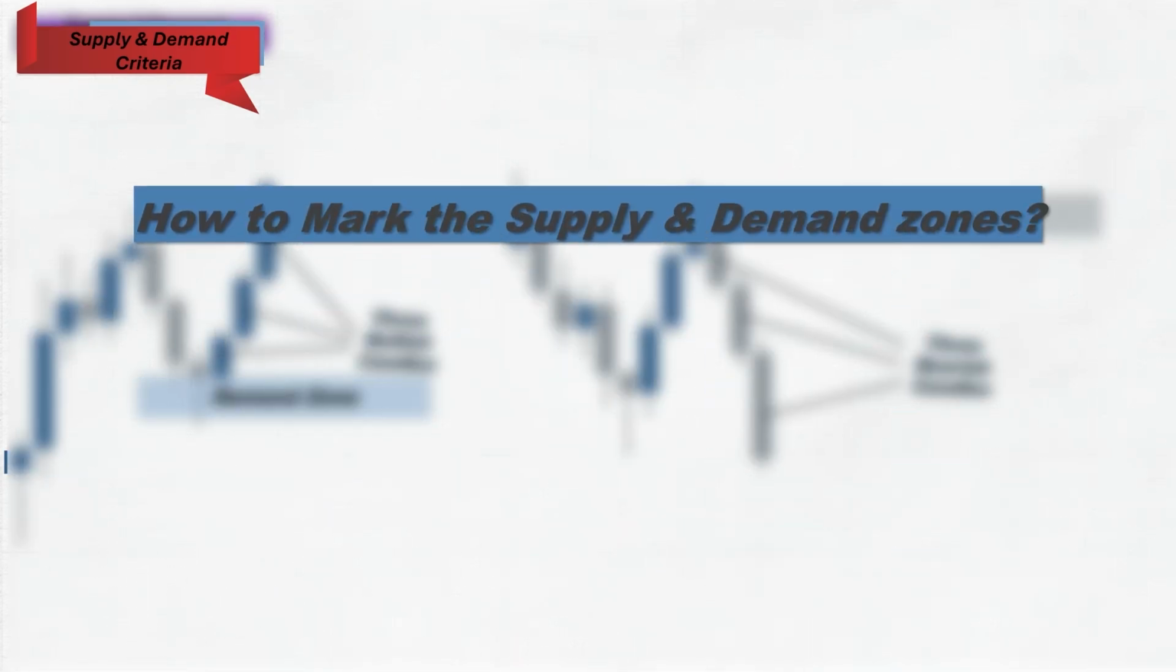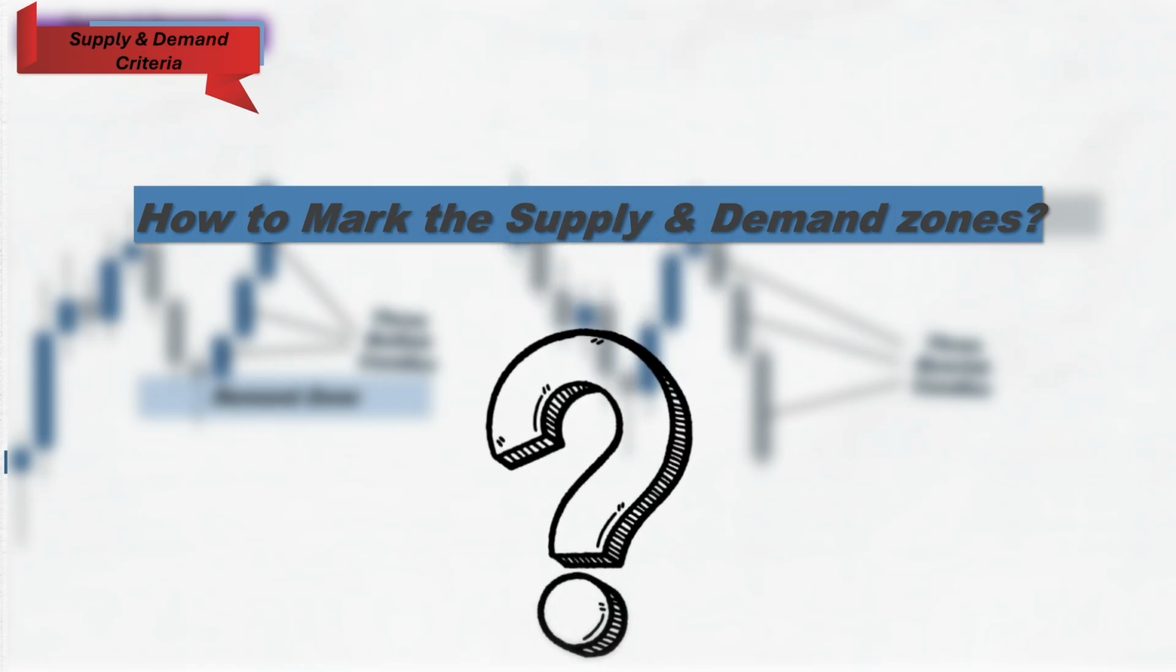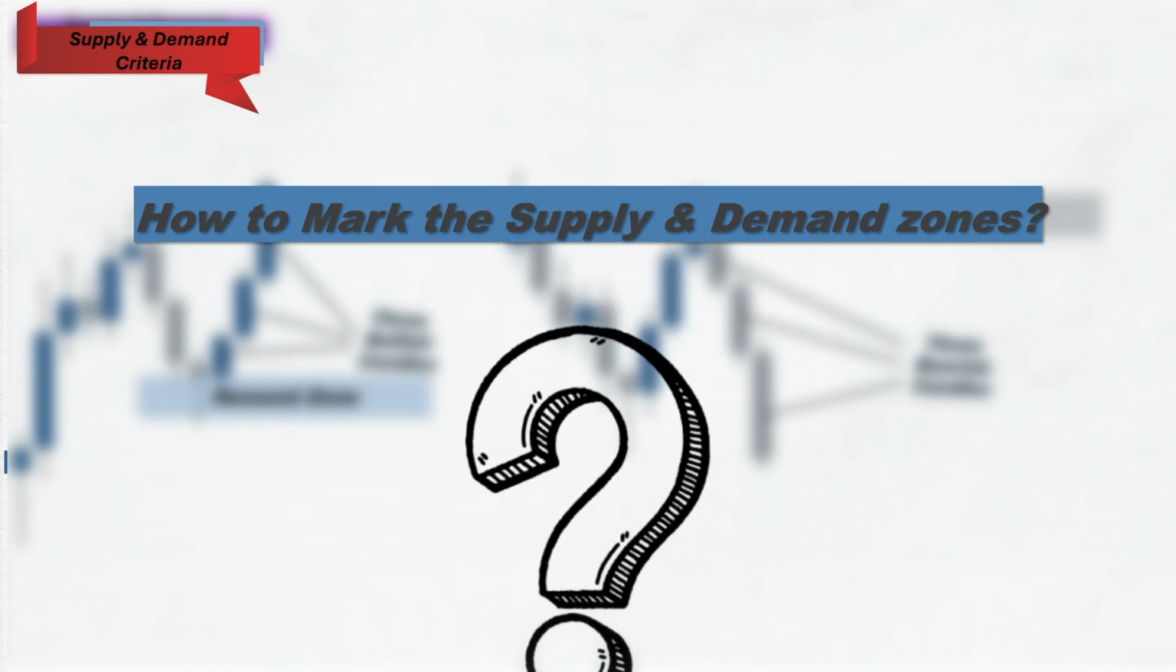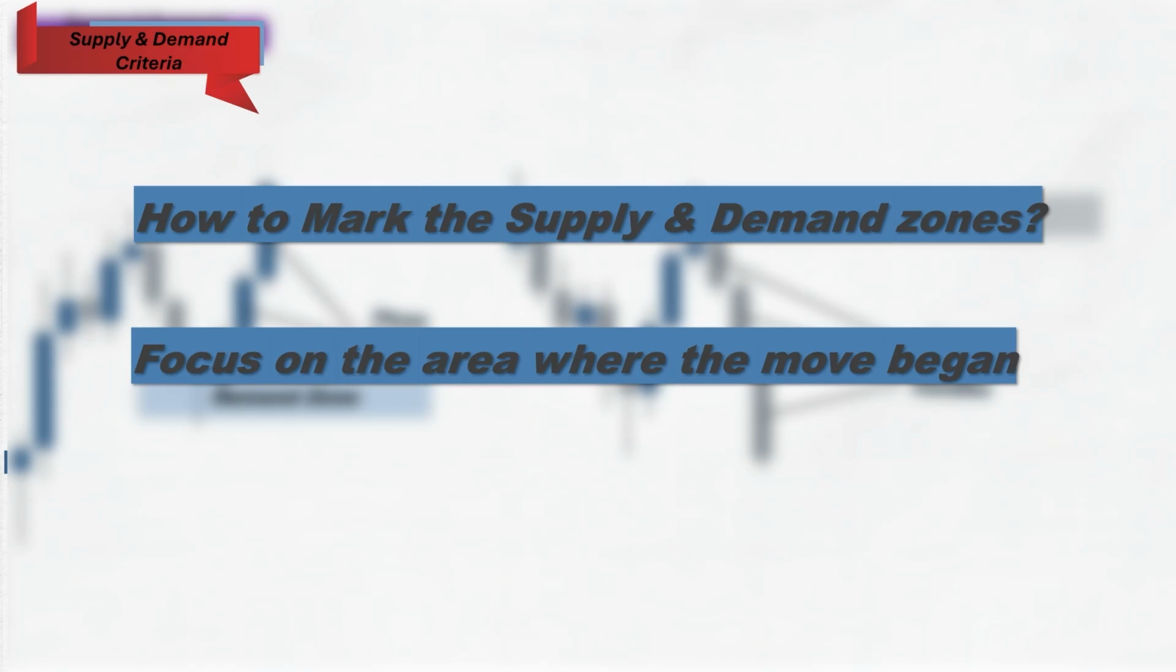Now, how do we correctly mark the supply and demand zone range on the chart? While traders use different methods, the most important rule is to focus on the area where the move began. Marking the start of the move largely depends on the candle's formation. So let's look at some common ways to do this.